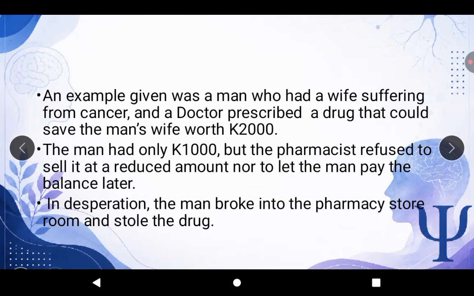So, in this case, who is wrong? Is it the pharmacist, according to morals, who is wrong, or is it the man who is wrong for stealing the medicine? This can push us into critical thinking, trying to understand who is wrong morally and who is right. Is it the pharmacist who refused to lend or sell the medication for 1,000 kwacha, or is it the man who stole the medication and should be held accountable? That is food for thought. Let's try to think about it.